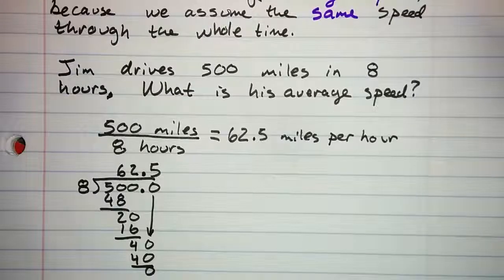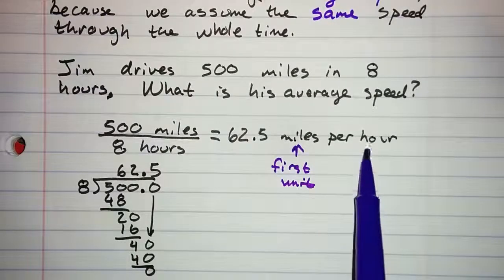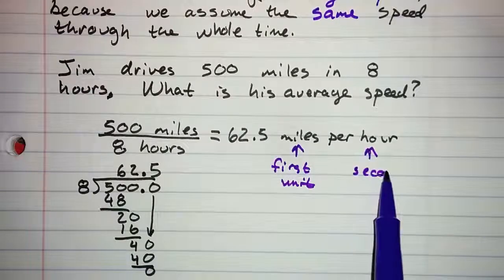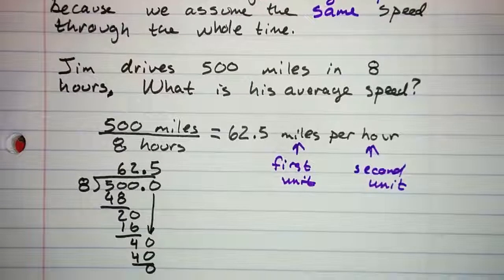And we report this just like any other unit rate. First unit, the word per, second unit. We can give unit speeds as decimals or fractions, whichever one we like. And if we're rounding, we'll just round to some appropriate place.